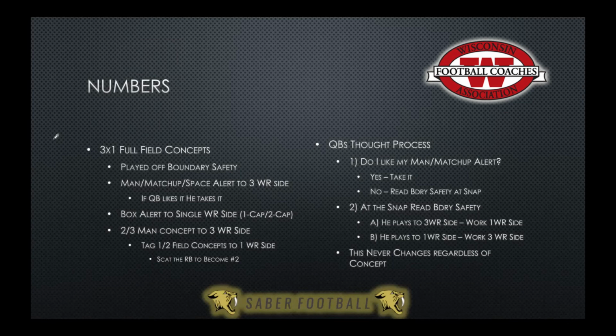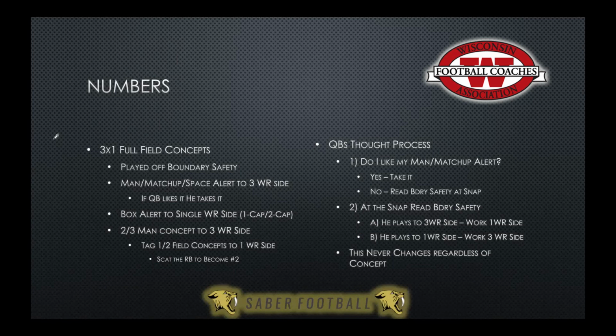So for example, if we're on the left hash, what we're reading is how many coverage defenders they have outside the hash. If they have a corner and that boundary safety wants to play to that side, then we would call that 2 cap. If that boundary safety is going to kick back to the middle of the field, we call that 1 cap.